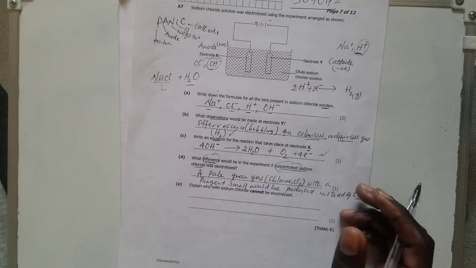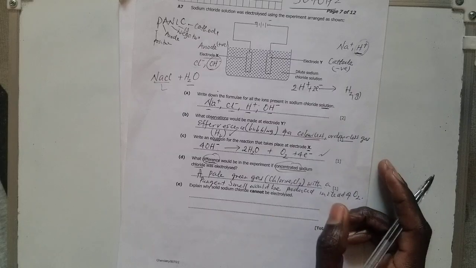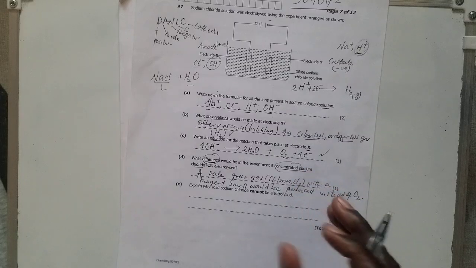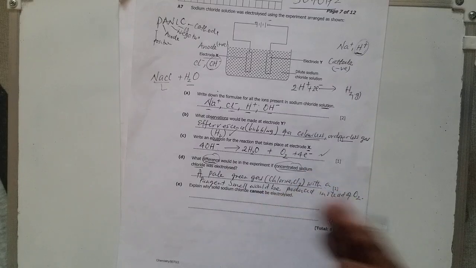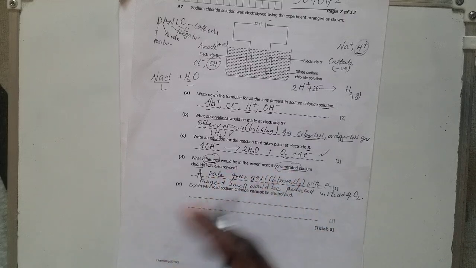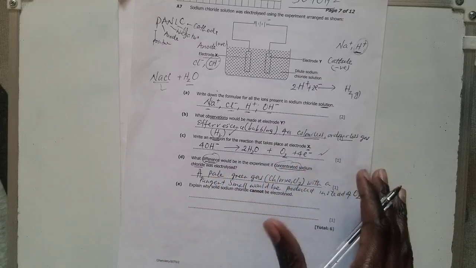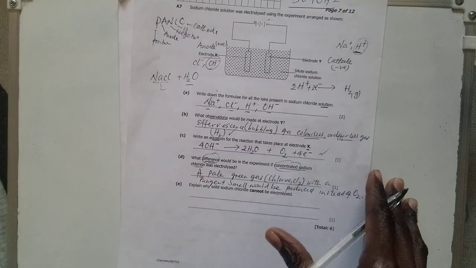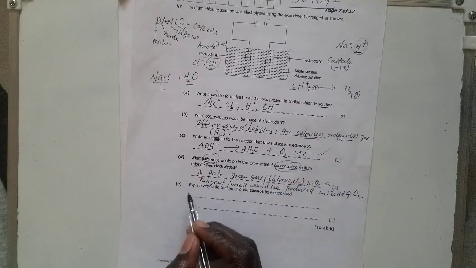So those are things that you basically need to look at. There are some rules for the preferential discharge at each of the electrodes. You need to watch out for that and go through those rules. They are actually going to help you in this case. Right, let's move on to E there.